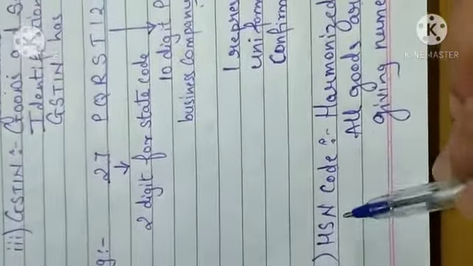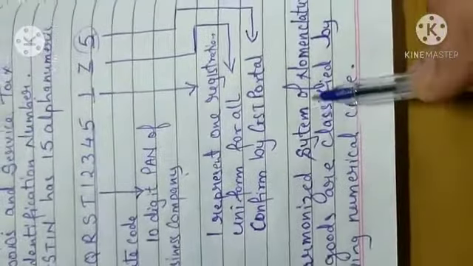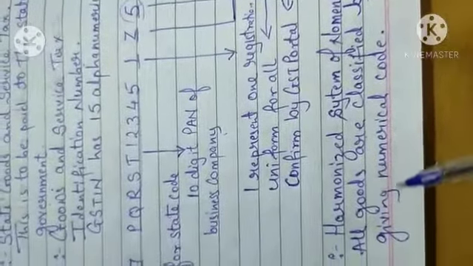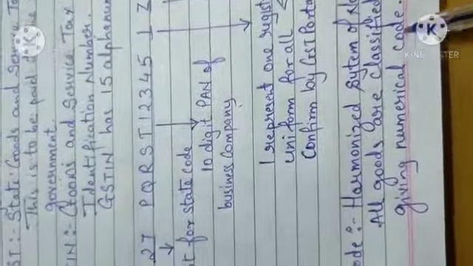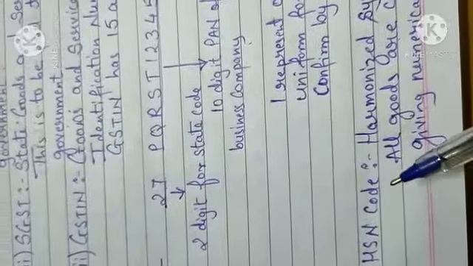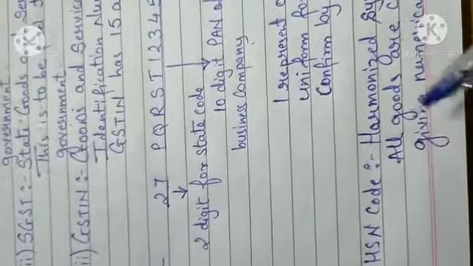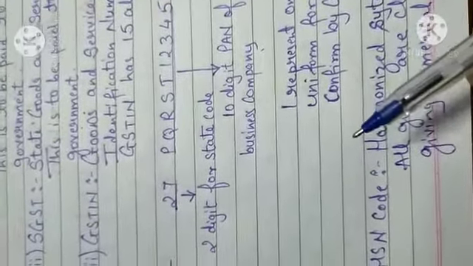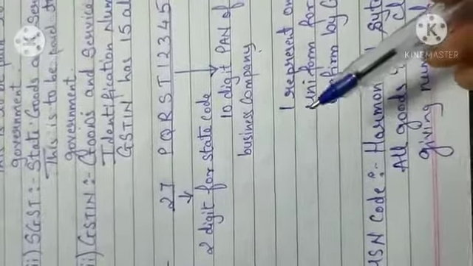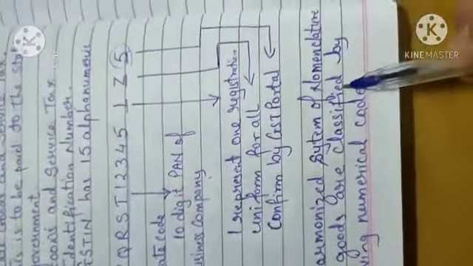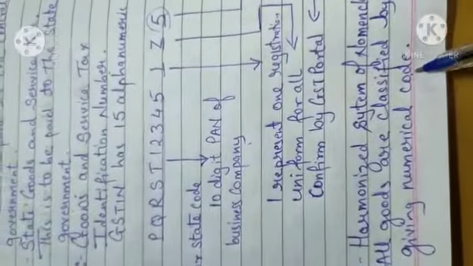Now the last one is HSN code. HSN code stands for Harmonized System of Nomenclature. All goods are classified by giving numerical codes. For example, if you go to DMart to purchase goods, in that invoice you will see that your goods are numbered. They are given a numerical code. For example, chocolates are given numerical code 1, or butter is given 2, so it becomes very easy to classify. So all goods are classified by giving numerical codes.